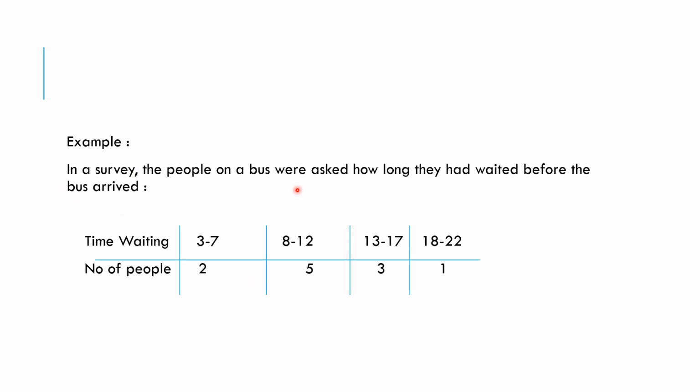Okay, let's have a look at an example. In a survey, the people on a bus were asked how long they had waited before the bus arrived. Time waiting: 3 to 7 minutes, 2 people. 8 to 12 minutes, 5 people. 13 to 17 minutes, 3 people. And only 1 person waited for 18 to 22 minutes. Let's show this data on a histogram.